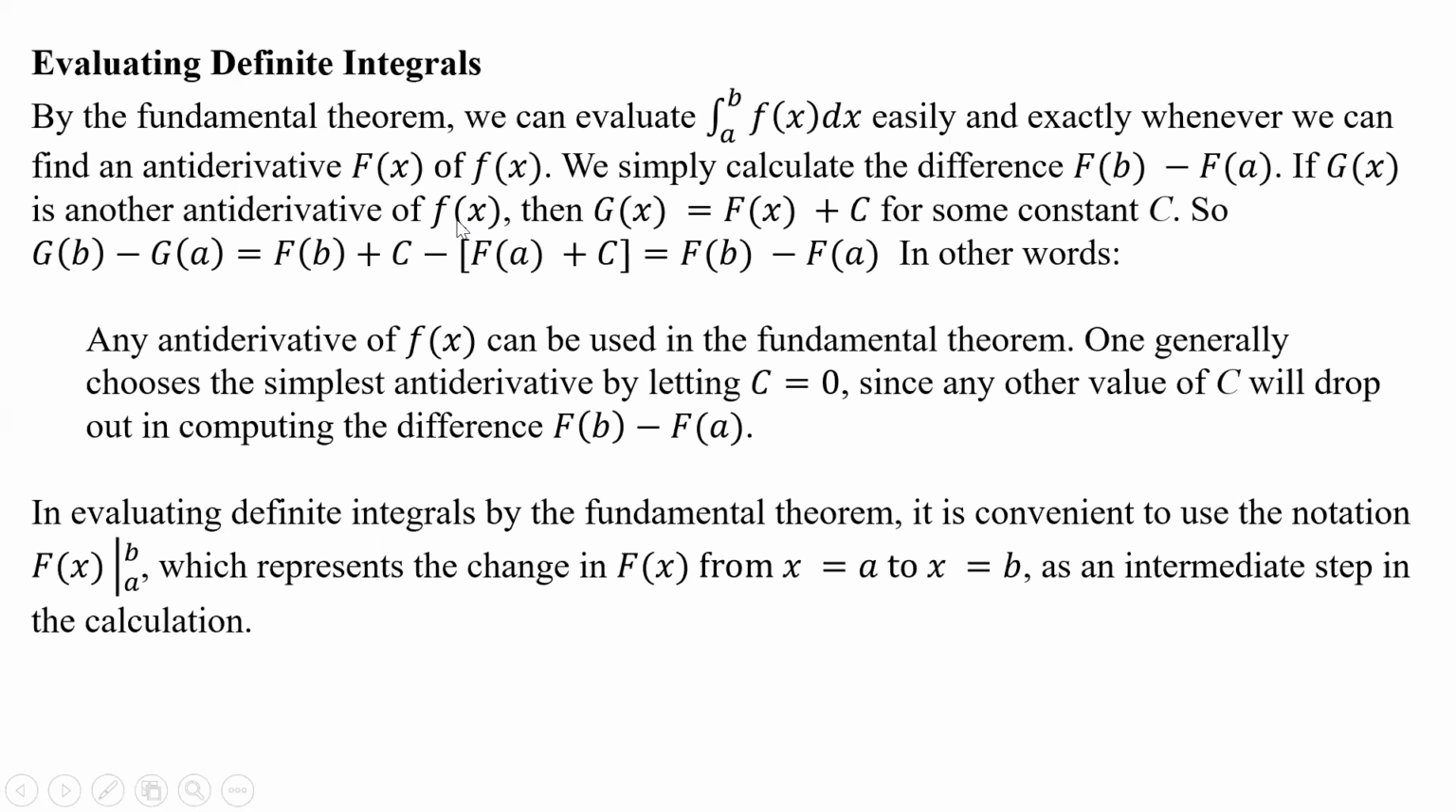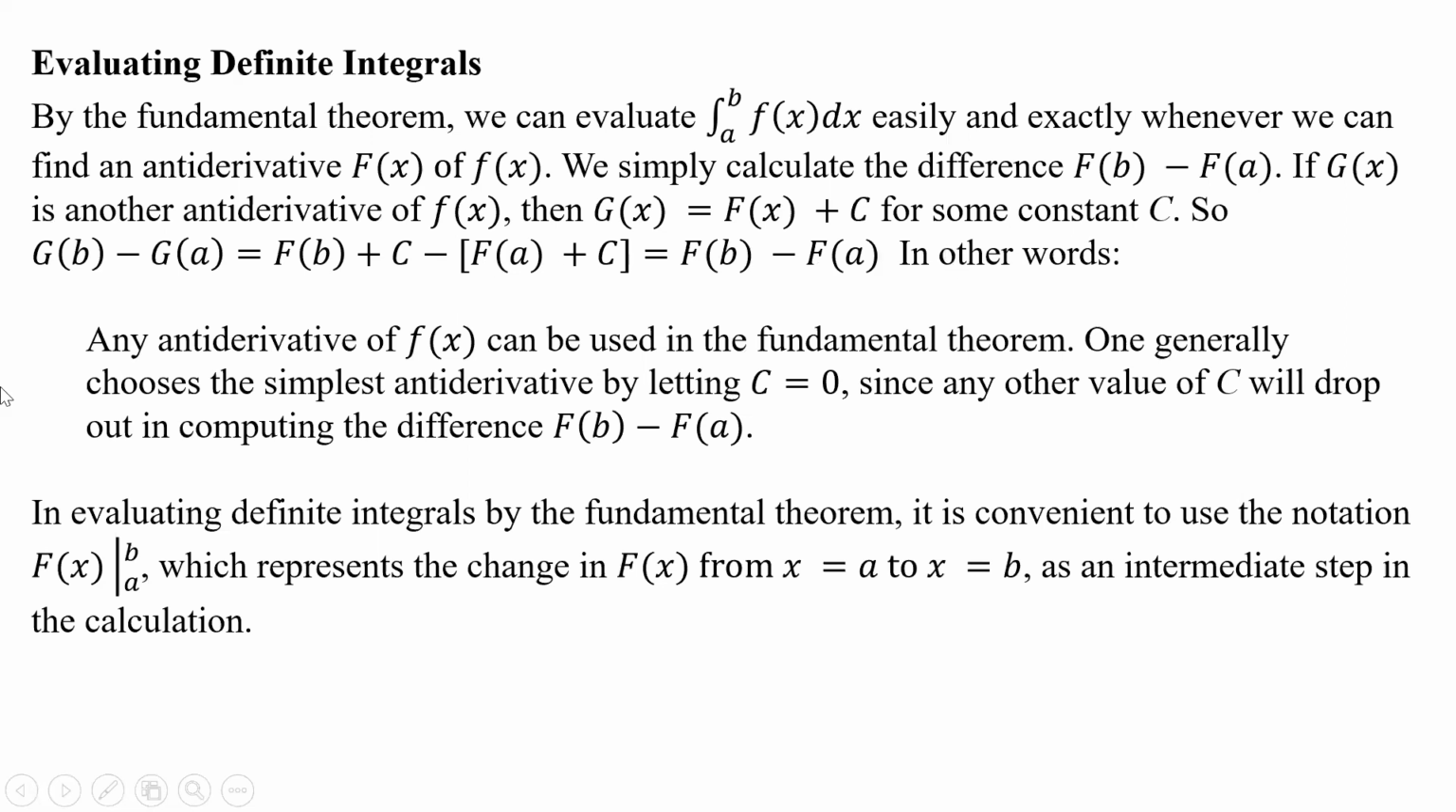Now, if we have some other function, capital G of x, that is an antiderivative of f of x, remember we can have different c values. Then G of x is going to be capital F of x plus c for some constant c. When you take G of b minus G of a, that's F of b plus c minus F of a plus c. And guess what? Our c cancels our c, and we get F of b minus F of a.